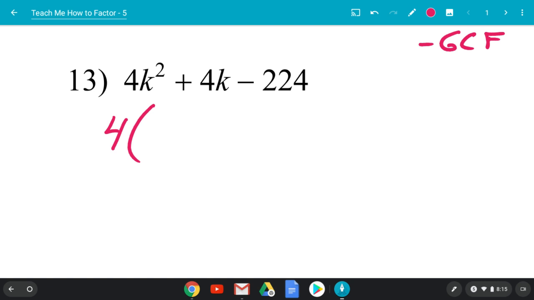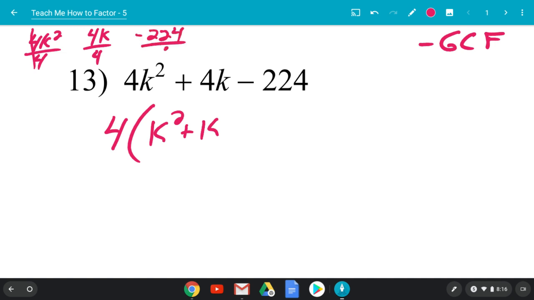So in my head, I'm now thinking 4k squared divided by 4 is k squared. And then 4k divided by 4 is k. And then negative 224 divided by 4 is, say again, negative 56. Okay, am I done? No, I just took care of my GCF. Now I still have to focus on what's inside the parenthesis.